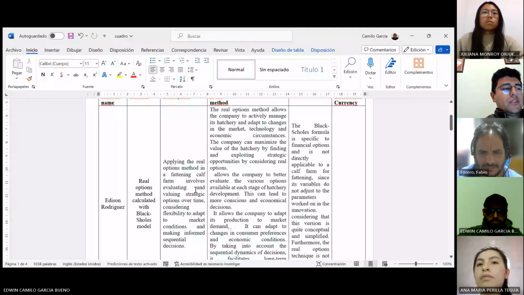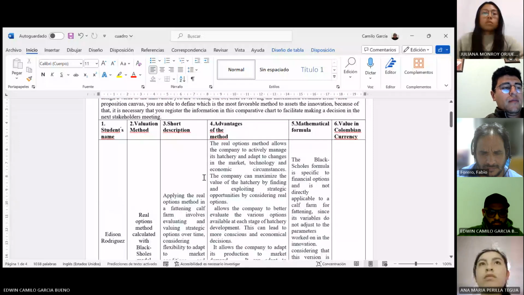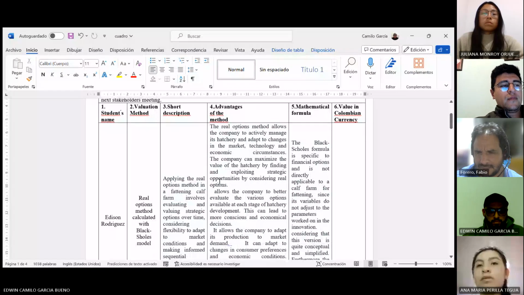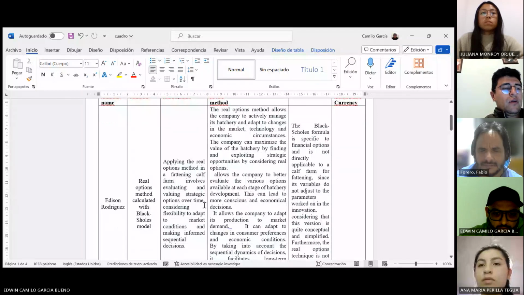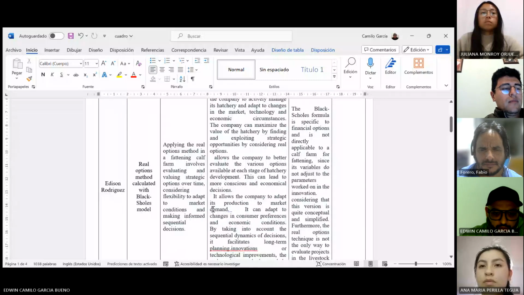Validation method: real option method, calculated with the Black-Scholes model. Short description: applying the real option method in a trading farm involves evaluating and valuing strategic options over time, considering flexibility to adapt to market conditions and making sequential decisions.